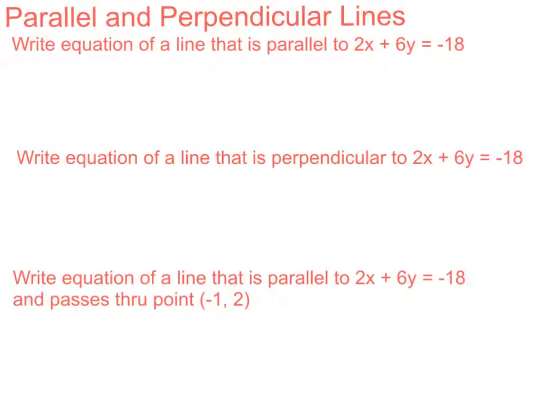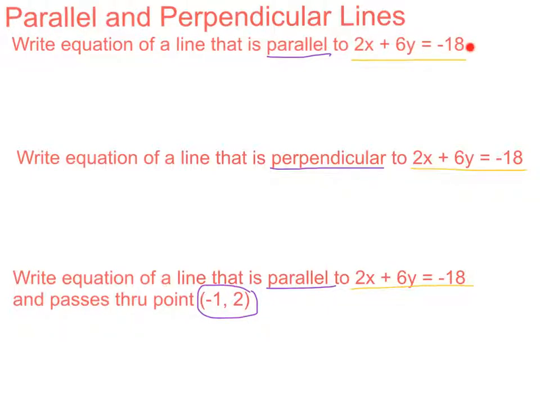The first thing I really hope you noticed is that all 3 of these questions are talking about the same line. But in each case, they're asking us to find a line that's parallel, or perpendicular, or parallel that goes through a certain point. That's what makes our first question different from our second question, different from our third question. Now, in order to write an equation of a line, let's say that's parallel, I need to find the slope of this line first.